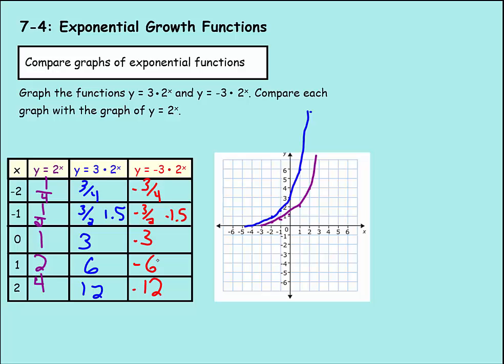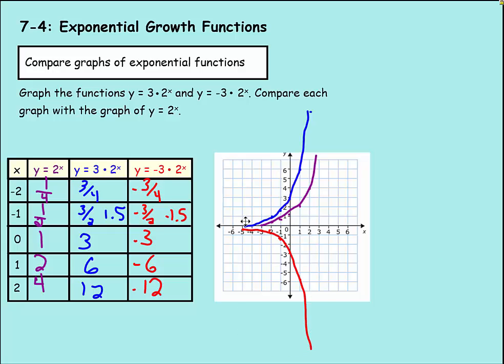So watch what happens when we plot this one out. We have negative 2 and negative 3/4. We have negative 1 and negative 1.5. We have 0 and negative 3. 1 and negative 6. And 2 and negative 12 somewhere way down here. So if we plot this one out, it's going to look something like this.